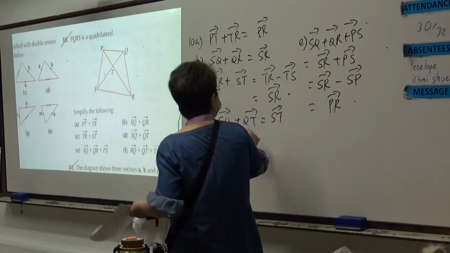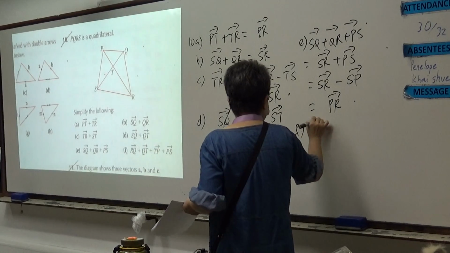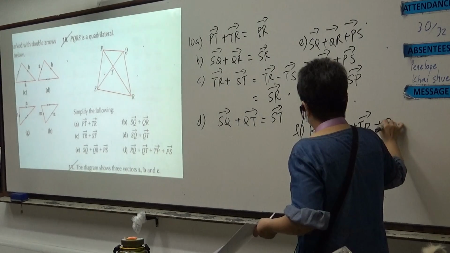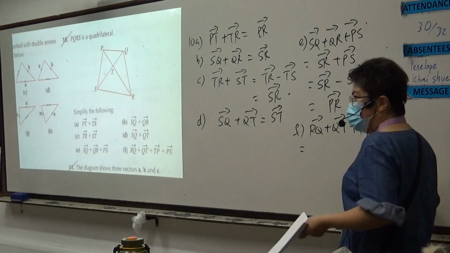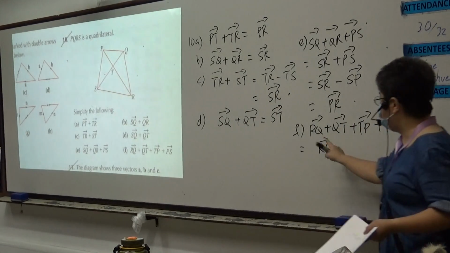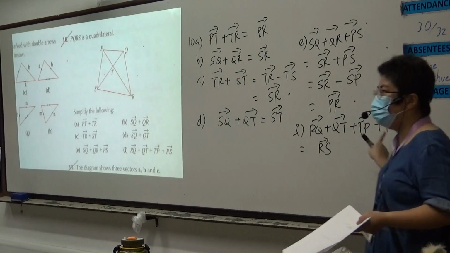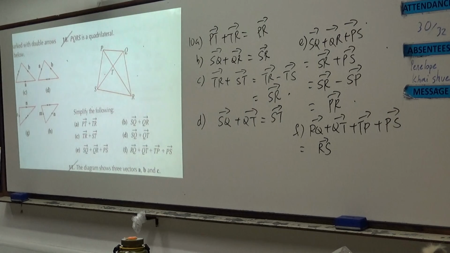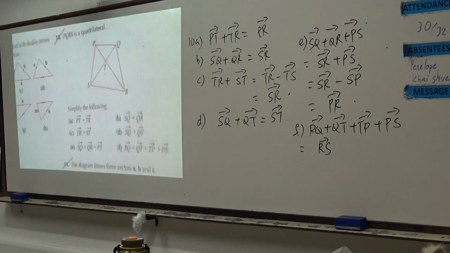Okay? Now, next one, last one is what? RQ plus QT plus TP plus TS. Now, you want to do 2 by 2 also can, but if you look, it's actually RS straight away. Can you see these two is the same, this is the same, this is the same, so first and last. Can you see it? So it's RS straight away. I want to know, is everybody okay? Can, no problem. Okay, so that is your question number 10. Okay, 11 we have done already.